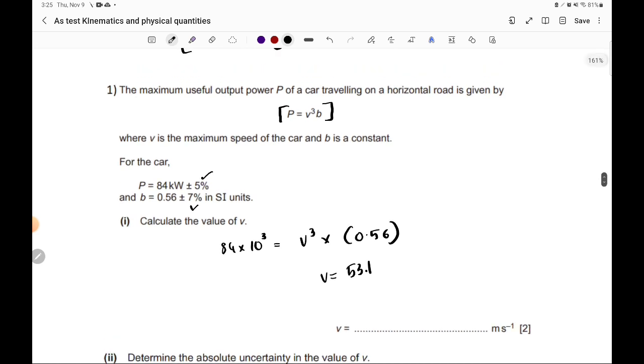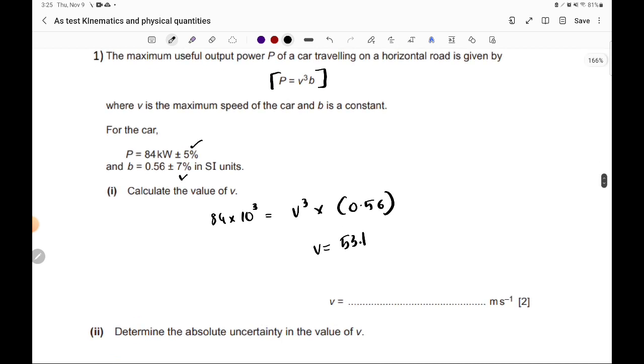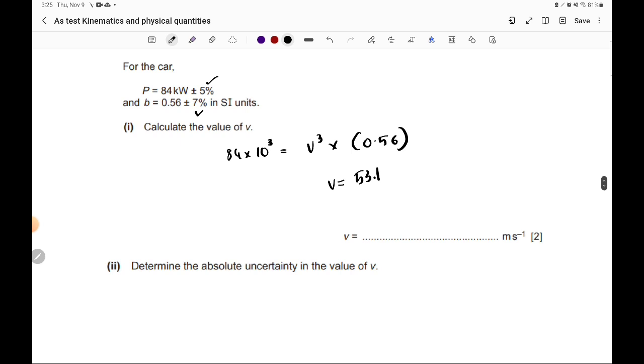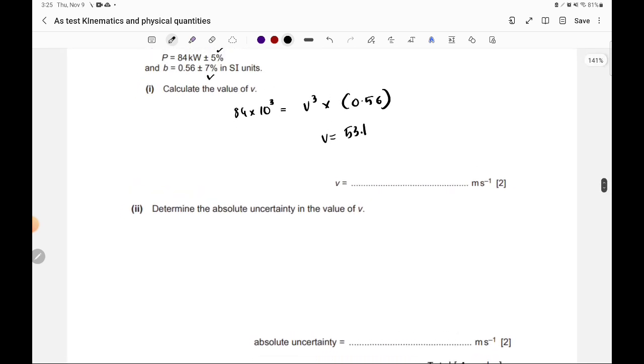Since the values that were given to us were up to 2 significant figures, I chose to quote the answer up to 3 significant figures. You can always increase the significant figures by 1 from the bare minimum. Anyways, determine the absolute uncertainty in the value of V. Now your target is to determine the absolute uncertainty.